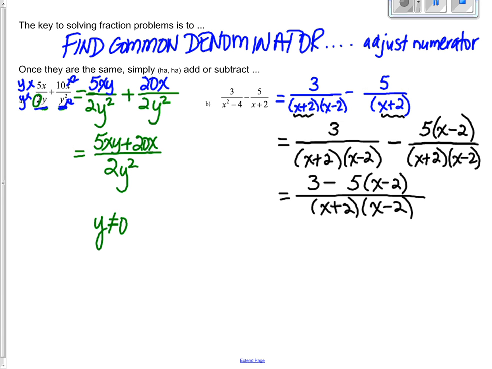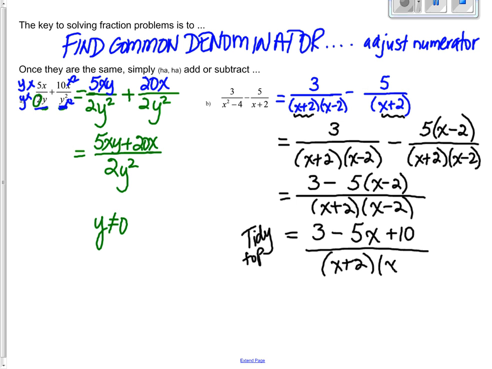By convention, we leave the bottom fully factored and tidy up the top as much as possible. Tidy the top. All right, 3 take away, I'm going to do the distributive law. 5x take away 5 times negative 2 is negative 10. That's the same as add 10. Lastly, I can put those together and get 13 minus 5x over x plus 2, x minus 2.